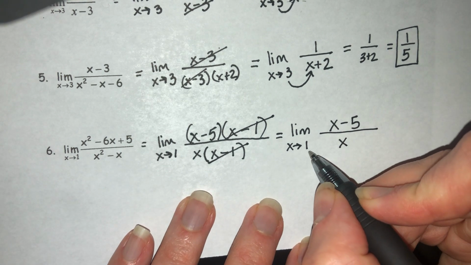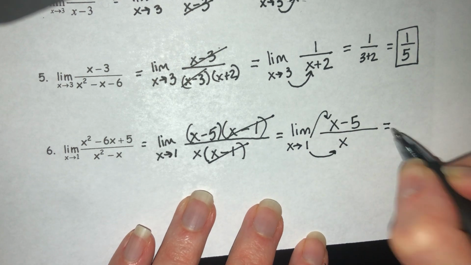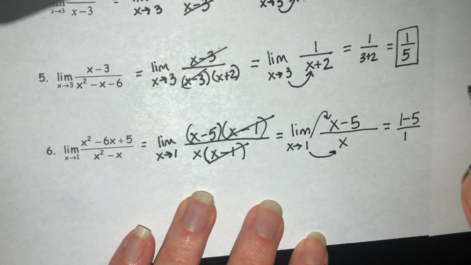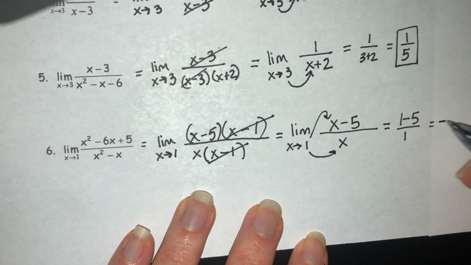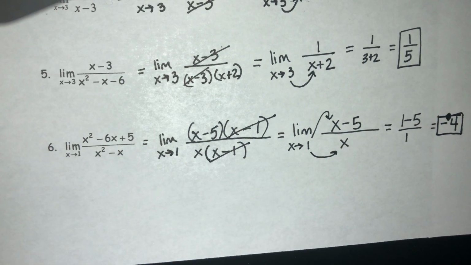And here I have 2 places to substitute in my 1. So this will be 1 minus 5 in the numerator divided by 1, which is equal to -4. Oops. Started trying to draw my box around just the 4 and not including the negative. Whoops-a-daisy.